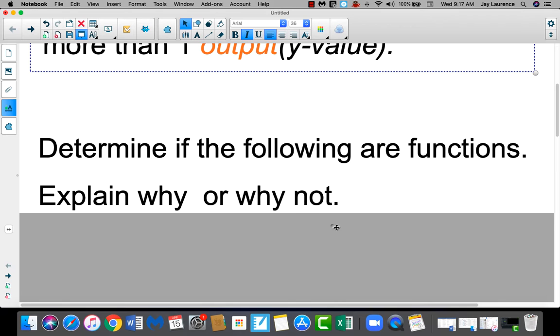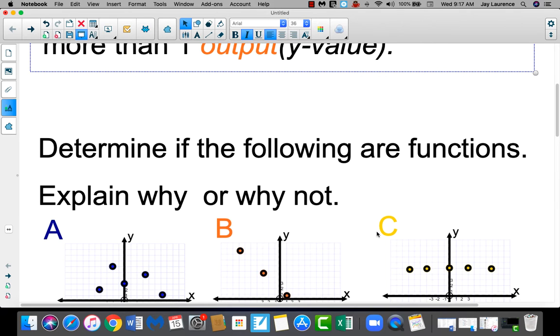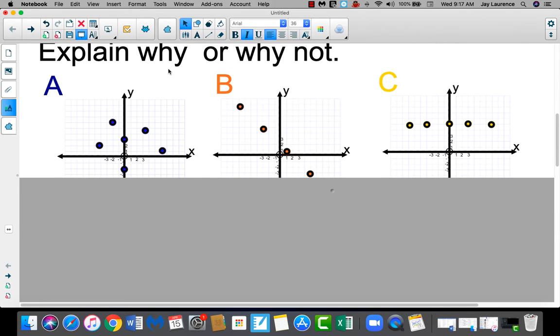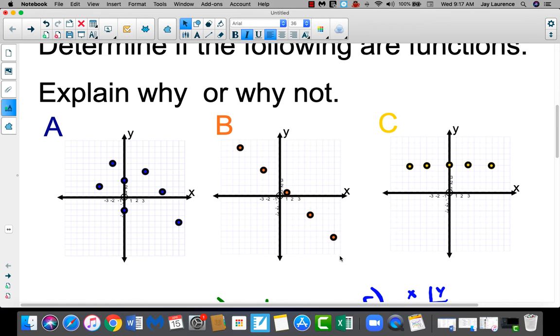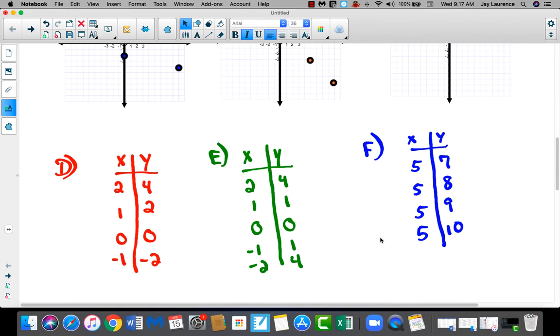All right, so I want you to determine if the following are functions. There's three of them, A, B, and C. I want you to pause the video and be able to explain why or why not. All right, I'm hoping you've done those. Here are D, E, and F. Again, I want you to determine if they are functions or if they are only relations. Be able to explain why.